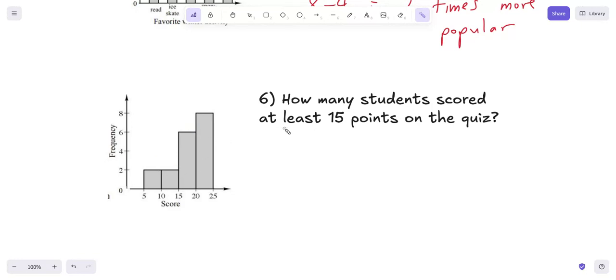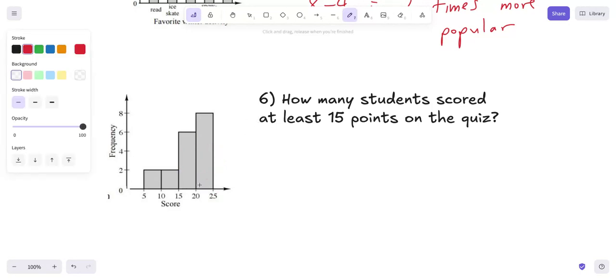They're asking for people that scored at least 15 points on the quiz. So 15 points is here. At least means greater than or equal to, so I want all of these numbers. So basically both of these bars. This first bar from 15 to 20, there were 6 people here. And then from 20 to 25, there were 8 people there. So 6 plus 8, there were 14 students who scored at least 15 points on the histogram.